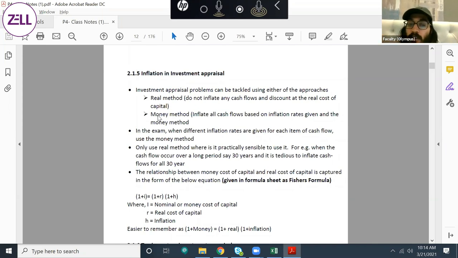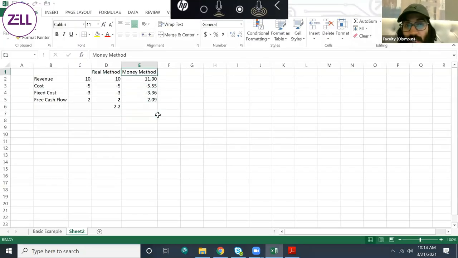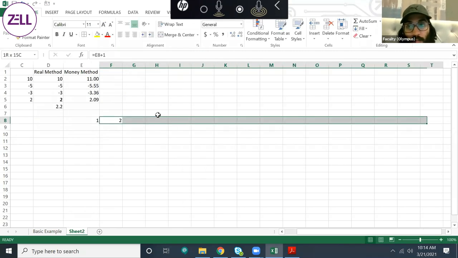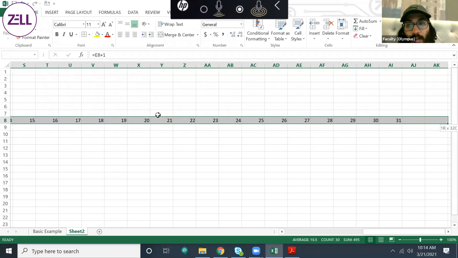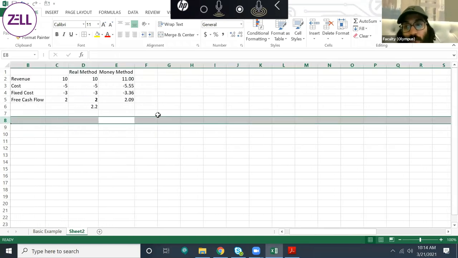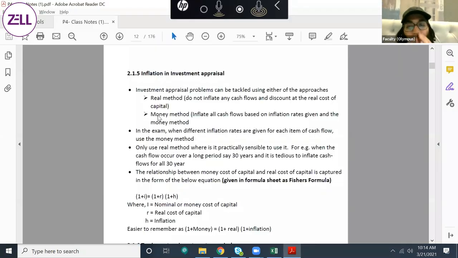For example, when the cash flow occurs for a longer period of 30 years, it becomes tedious. Because see, guys, this I have done for one year. Like this, if I have to do it for 30 years, how much will that be? Do you think my accuracy will be constant in all the years? No, right? Inflating each and every cash flow based on the previous year becomes very hectic. So that time it makes practical sense to use the real method for the inflation.